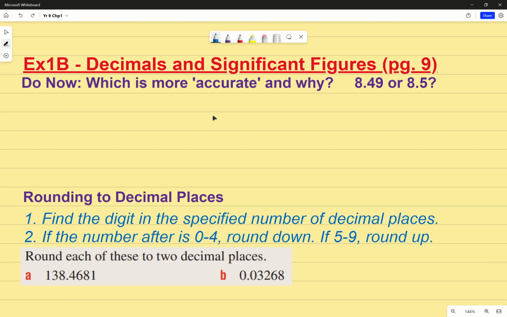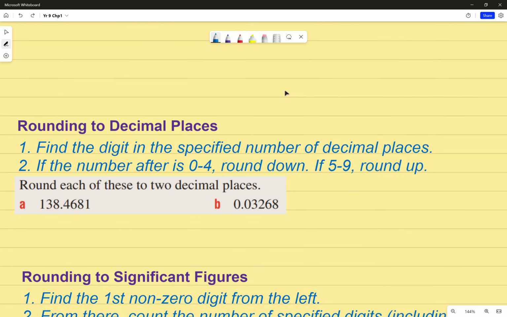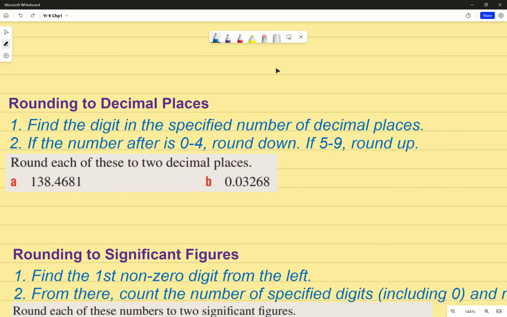Now for today we're going to be rounding to two types. We're going to round to decimal places, which for most of us we're already experts at. The tricky part for us is the significant figures. However, I am going to cover how to do decimal places first, so that we're all on the same page. If you haven't finished copying down these steps, I definitely recommend doing so while I'm speaking.